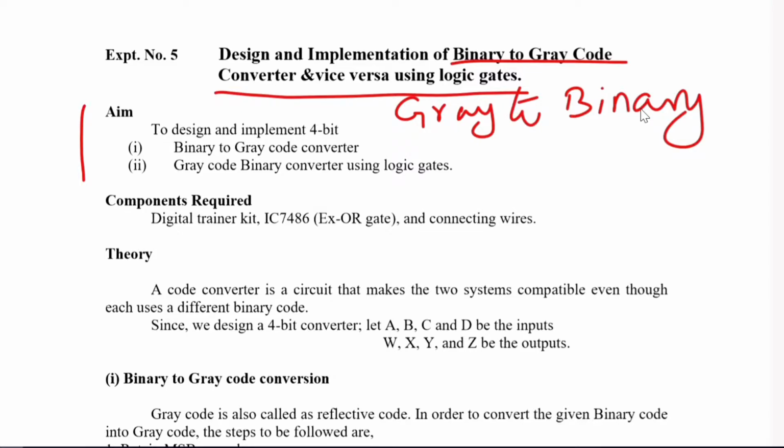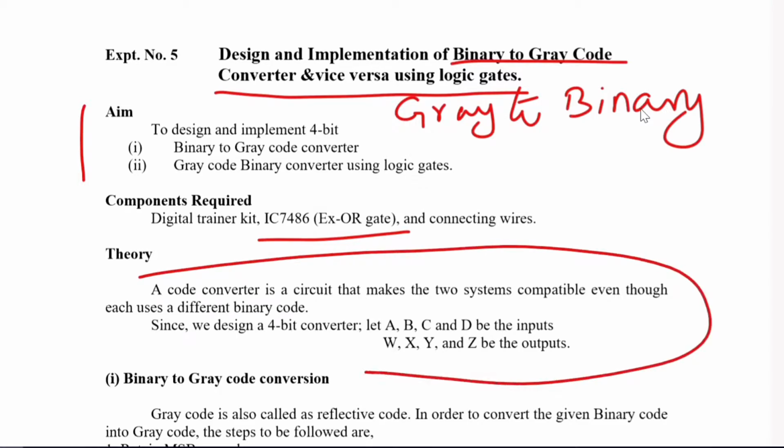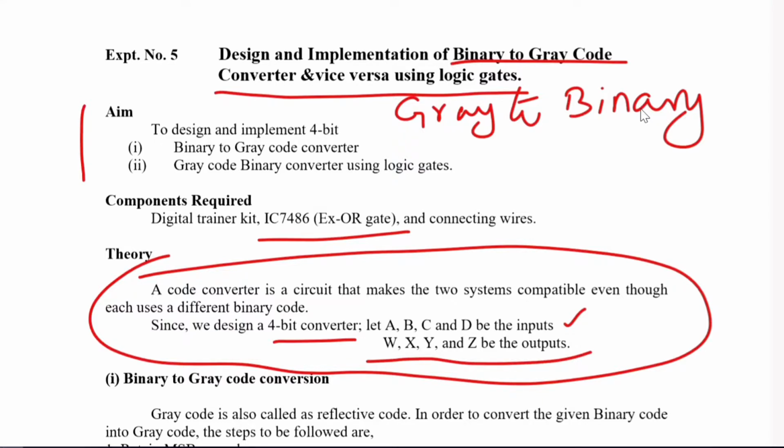This experiment requires a component of 7486. We'll go with an explanation of what a code converter is first, and how to make a binary to gray code conversion. A code converter is a circuit that makes two systems compatible even though each uses a different binary code. Since we design a 4-bit converter, for example, make it as 4 inputs A, B, C, D, and here we took outputs as W, X, Y, and Z.